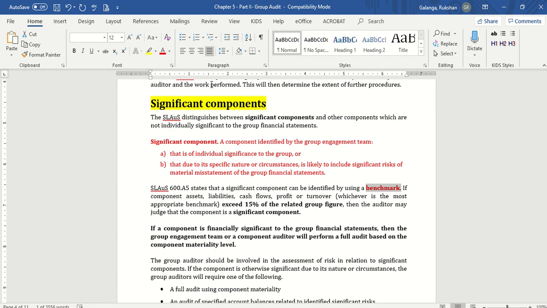Right? So this A5 standard says you can decide by using a particular benchmark. By using the benchmark, you can decide whether this component is a significant component or not a significant component. Right? So here the standard says you can take these benchmarks: component assets, liabilities, cash flows, profit, turnover. Whichever is the most appropriate benchmark.